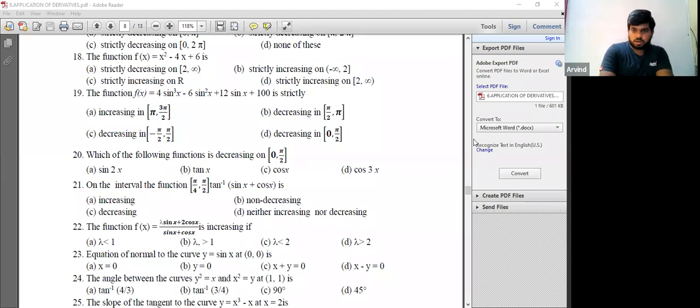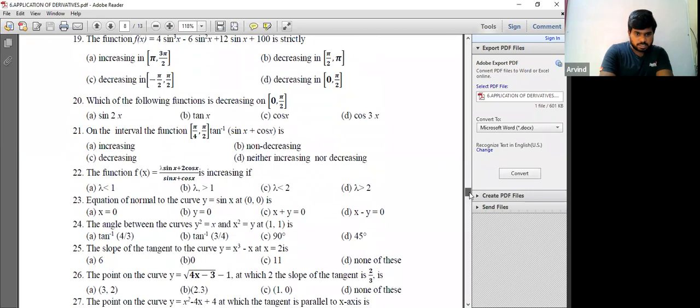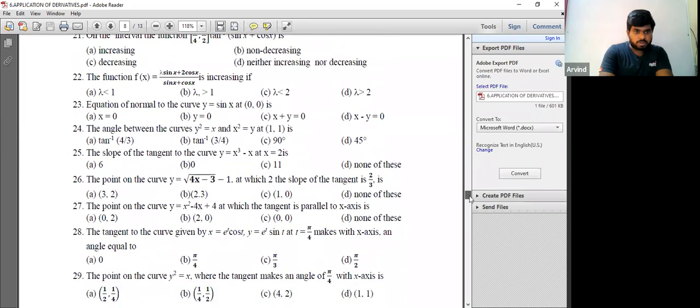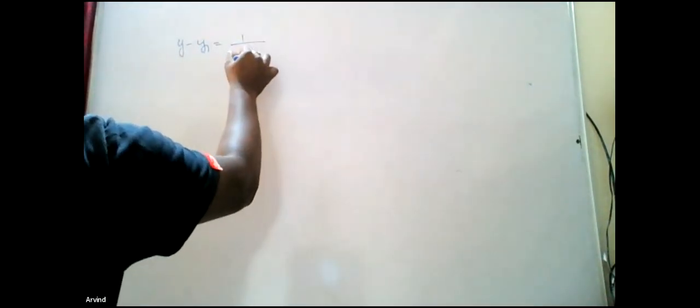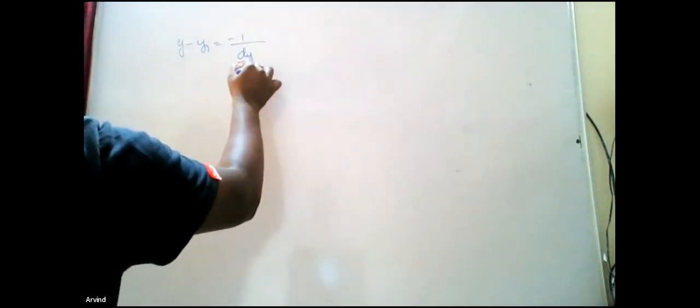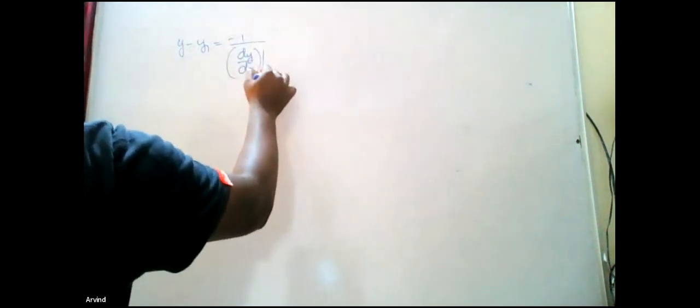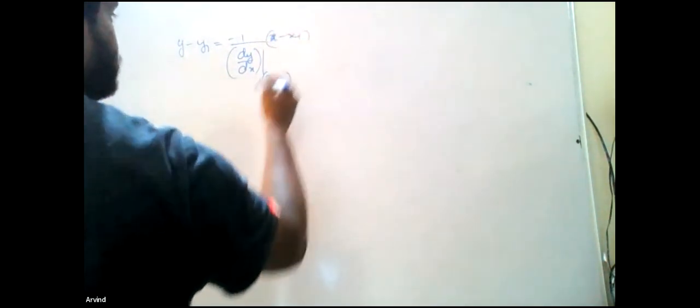Equation of the normal to the curve. We have finished with increasing and decreasing, I guess. This is all based on tangents and normals. This is easy, we'll finish it quickly. Equation of the normal to the curve y is equal to sin x at 0, 0. The equation of the normal I've already given you: y minus y1 is equal to minus 1 divided by dy by dx at x1, y1, into x minus x1. This is the formula.